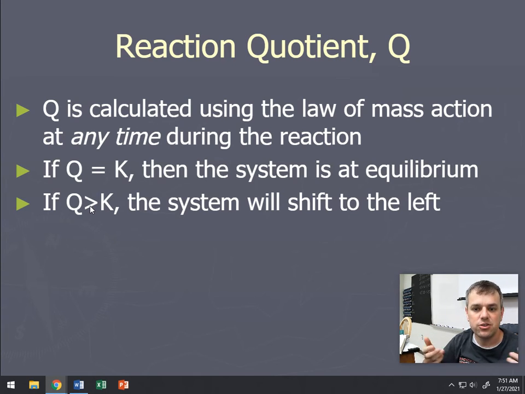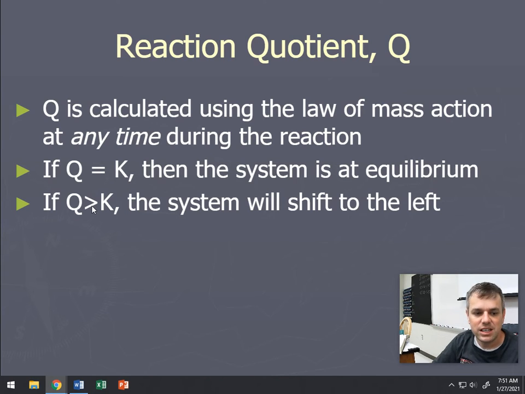If Q is larger than K, and both of these are calculated with products over reactants, you have too many products, not enough reactants. And so the reaction needs to shift back to the reactant side in order to change that ratio and get it to equal the equilibrium constant. You need to turn some of those products back into reactants to achieve equilibrium. So if Q is larger than K, it shifts to the reactant side.